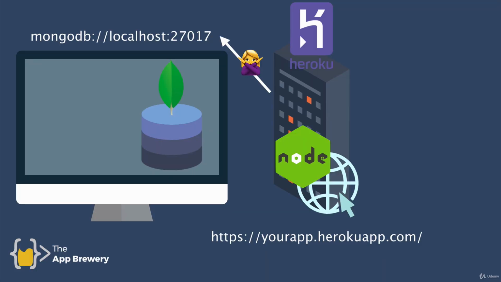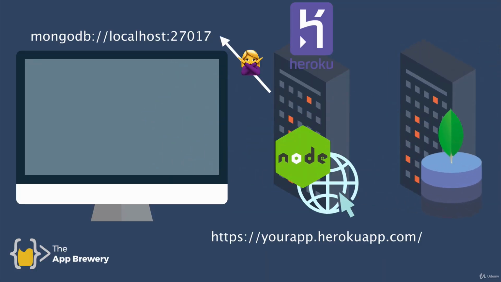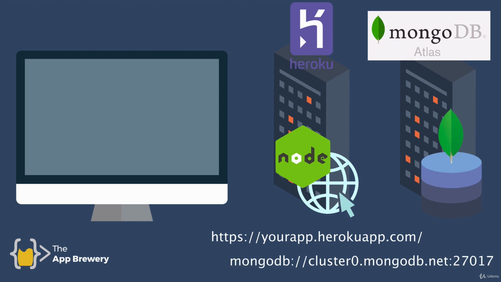What we need to do is we need to set up another server which is capable of hosting MongoDB databases. And the service that we're going to use is MongoDB's own cloud service, which is called Atlas. And this is going to allow us to have a web-based address. MongoDB Atlas is going to host our database and serve up the data whenever it's needed.